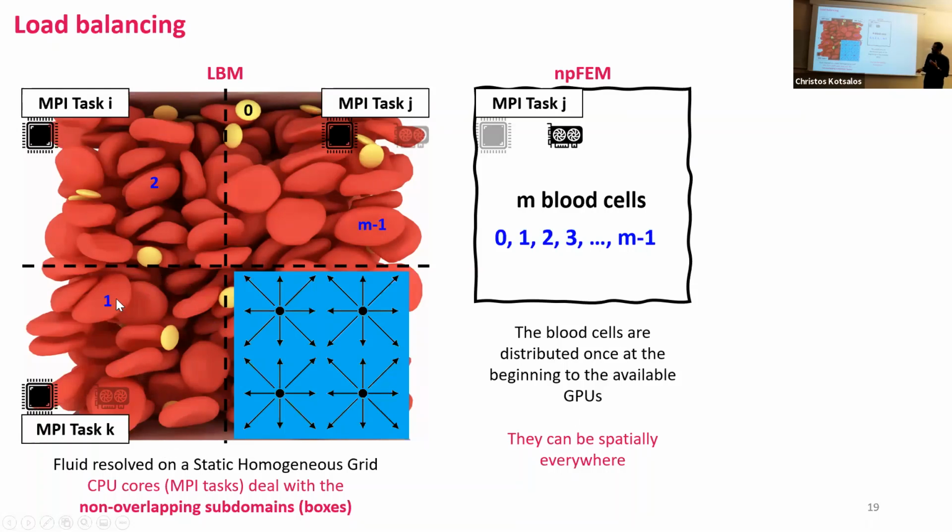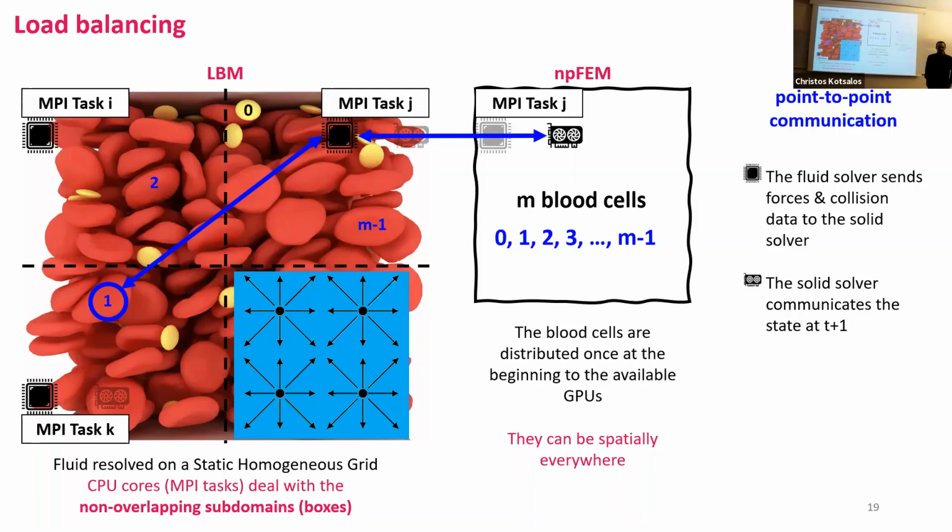So now the actual NPFM solver is located in MPI task J, so for the coupling of the two solvers, there needs to be a kind of communication. As I'm showing here, we need to pass some data from task K to task J, and then from the CPU to GPU.